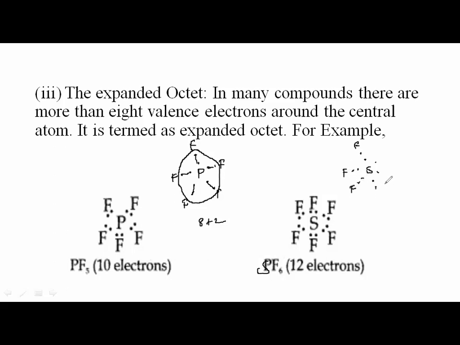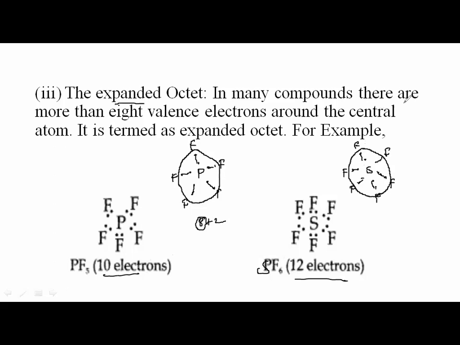Like this, by sharing electrons, all the fluorine atoms will complete their octet. What about sulfur? Sulfur will have how many electrons? It will have 12 electrons: 2, 4, 6, 8, 10 and 12. So it is a 12 electron molecule. The central atom is having 12 electrons. Here the central atom is having 10 electrons. More than 8, right? So that is called expanded octet.